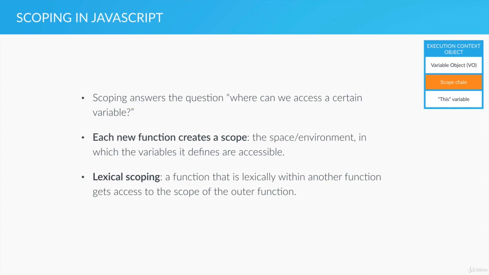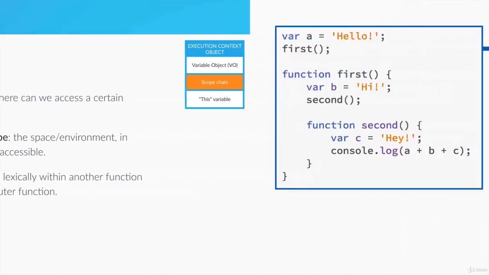Also, in JavaScript we have lexical scoping. And lexical just means where something is written in the code. So it's about the position of something within our code. Lexical scoping means that a function that is lexically within another function, which means that it's written inside of another function, gets access to the scope of the outer function, also called the parent function. And with that, it also gets access to the variables and functions that the parent function defines. But let's look at an example to get a better idea of this.